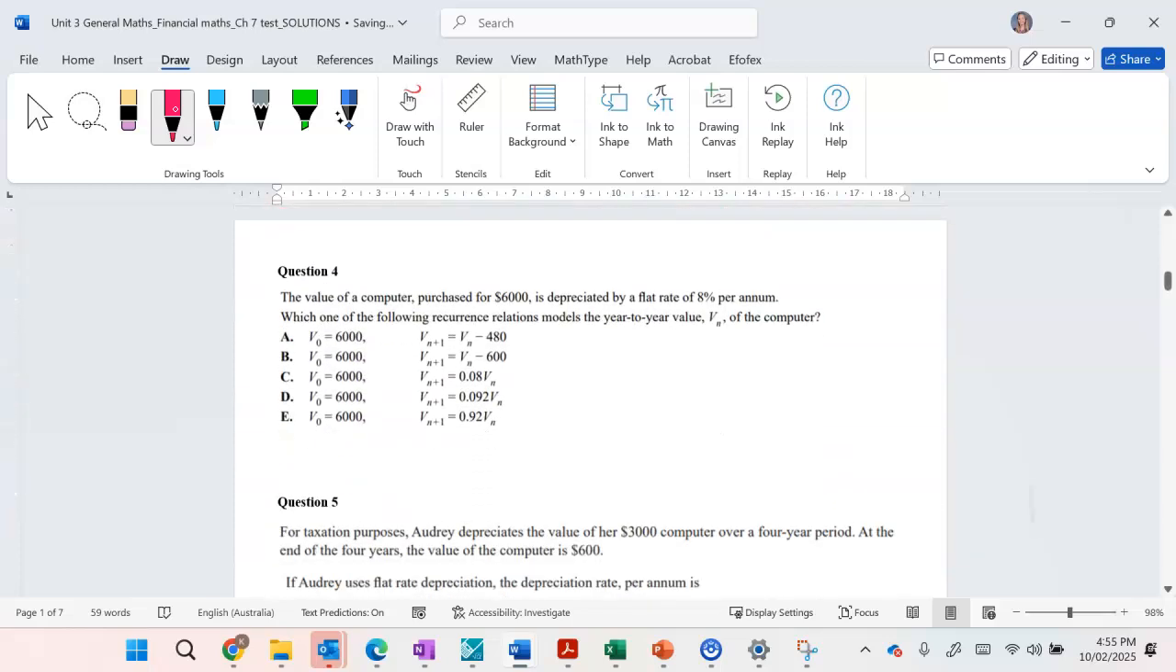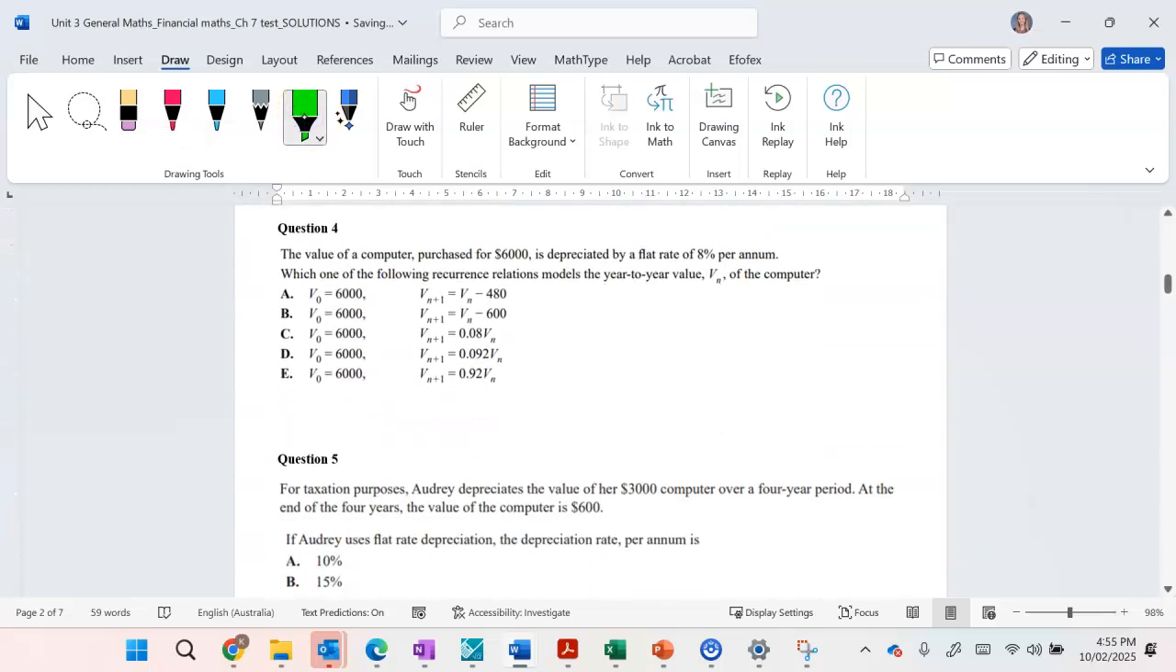All right, moving on to question 4. So the value of a computer purchased for $6,000 is depreciated by a flat rate of 8% per annum. So the main difference between a flat rate depreciation and a unit cost is flat rate is the same amount each year, whereas unit cost is per unit of use. So the previous question, it was per unit of coffee, and flat rate is 8% per year.